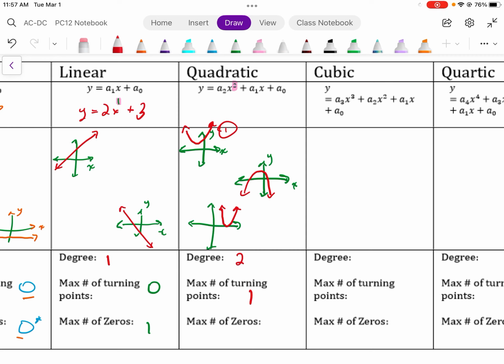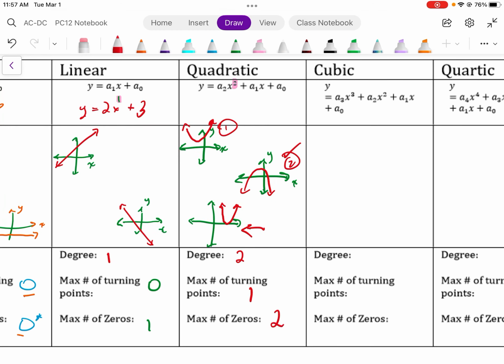there are no zeros there. Here, there are 2. And on my last bottom picture, there is 1. So the maximum number of zeros is 2.